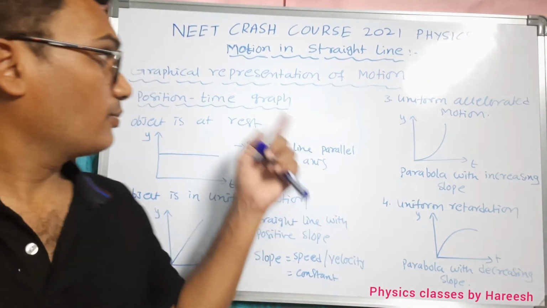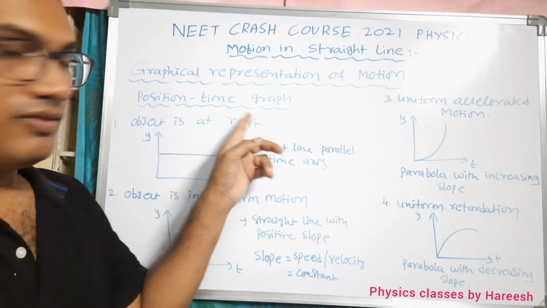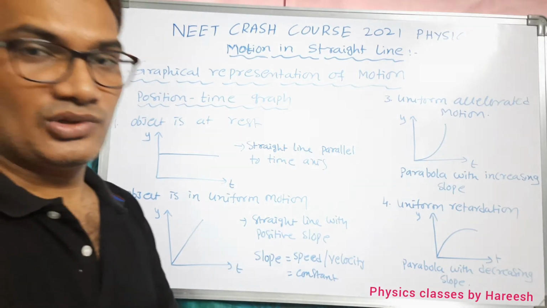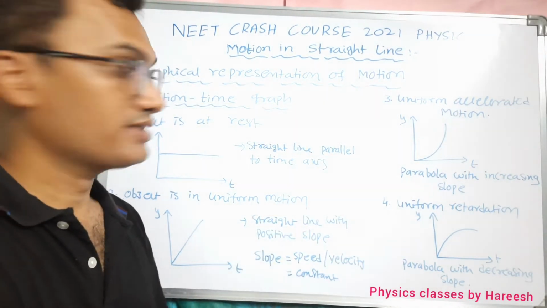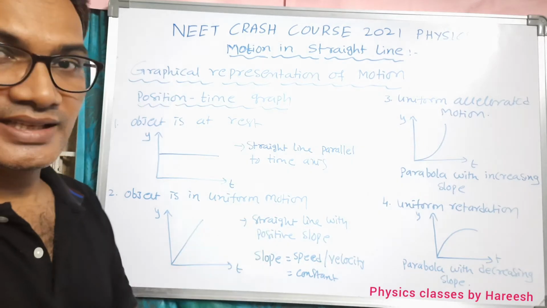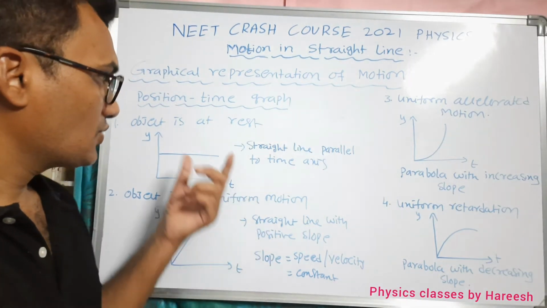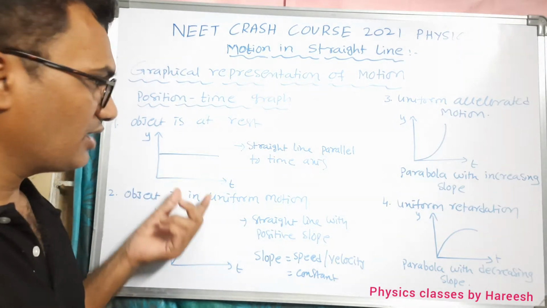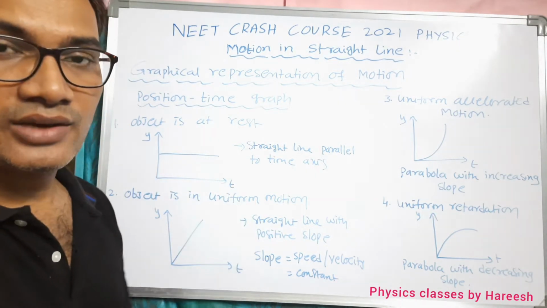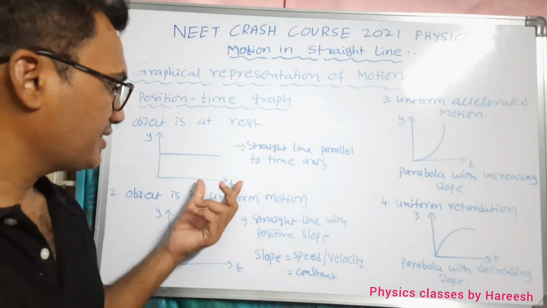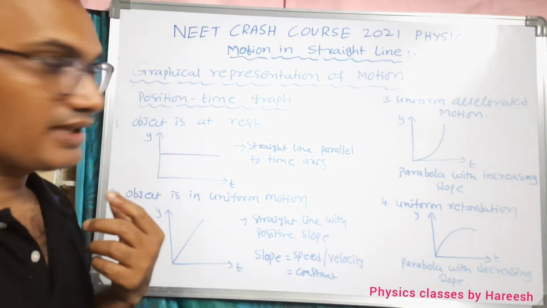Graphical representation of motion. First we will see the position-time graph for different cases. So the first one is if the object is at rest. Object at rest means there is no change in position. In all these graphs, on the y-axis we take position and on the x-axis we take time. So the x-axis is the time axis and the y-axis is the position axis.